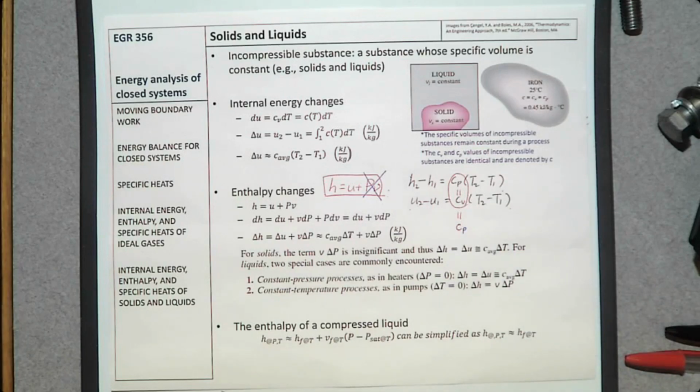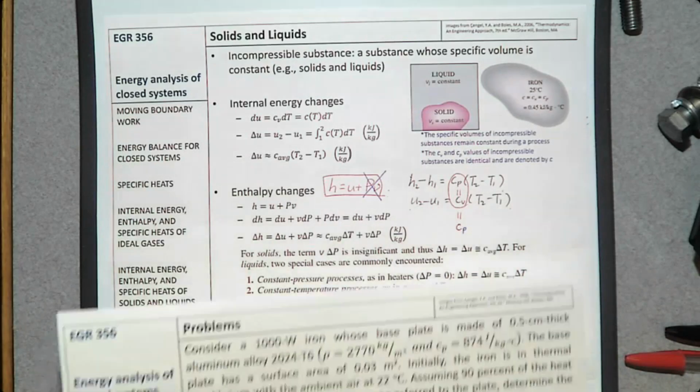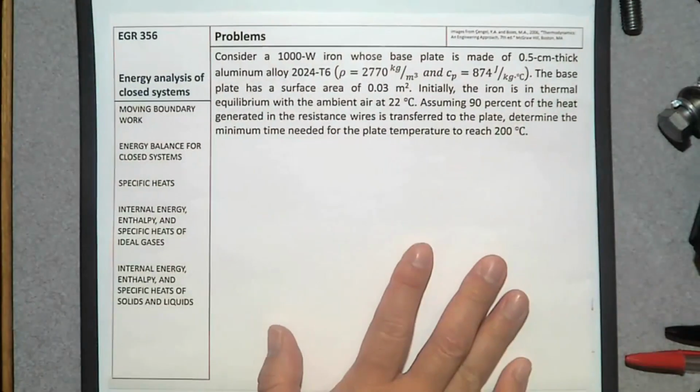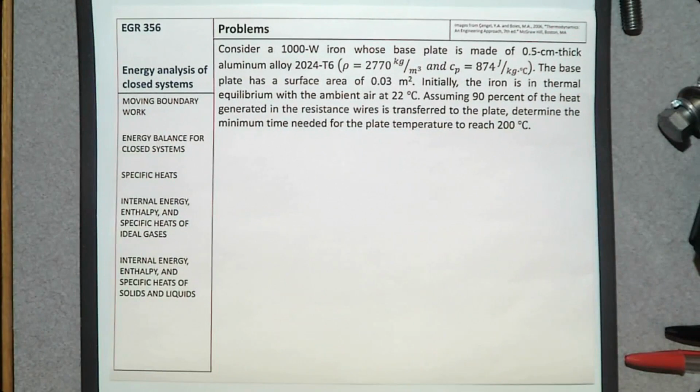So that's all. So based on this information, let's solve this problem. Consider a 1000 watt iron whose base plate is made of 0.5 centimeter thick aluminum alloy. And we know the density of this alloy and the specific heat. The base plate has a surface area of 0.03 square meter.